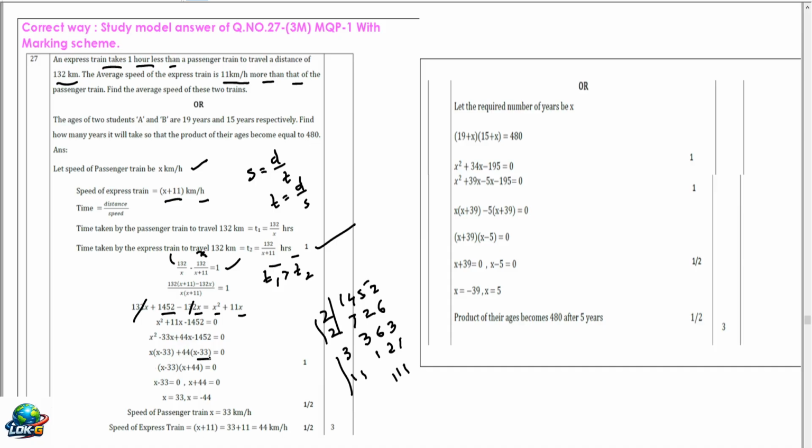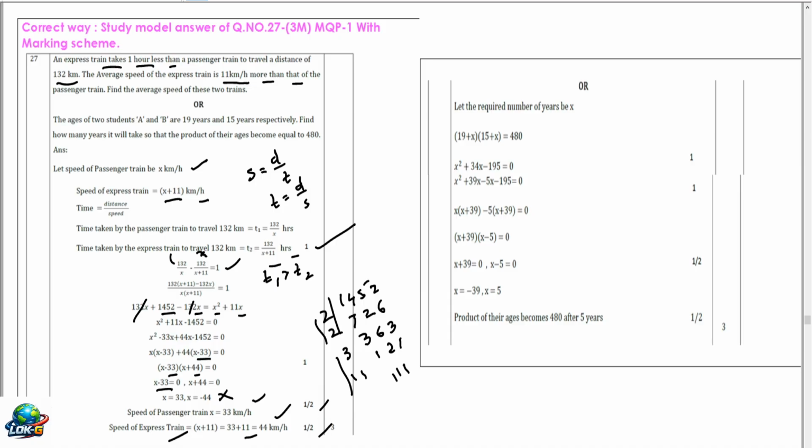If you take common, automatically you will be left with x minus 33. Take x minus 33, x plus 44 common here, and x minus 33 will be 0, x plus 44 will be 0. Speed cannot be negative. Therefore, you are taking the positive value. Speed of the passenger train is 33 km per hour. Express train will be 11 km more than that, which will be 44 km per hour.